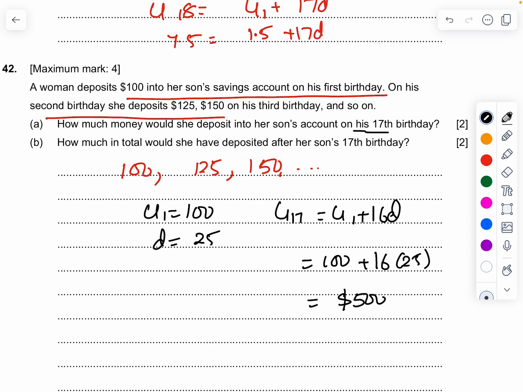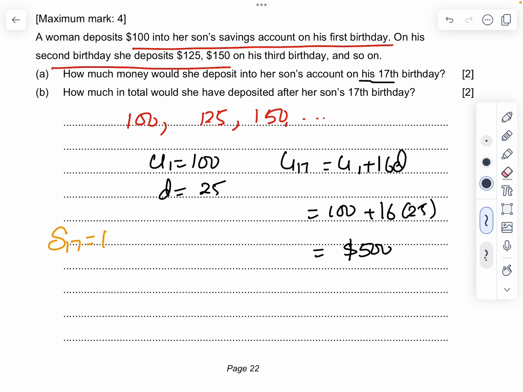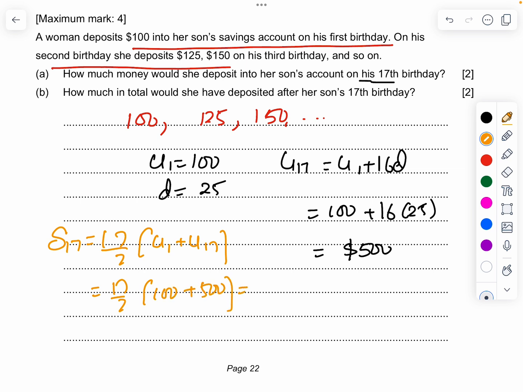Don't forget to write the units. How much in total would she have deposited by the 17th birthday? So S17 equals 17 upon 2 times the first term plus the 17th term. The first term is 100, and on the 17th birthday it is 500. Simplify that, and it is $5,100. That's going to be the answer.